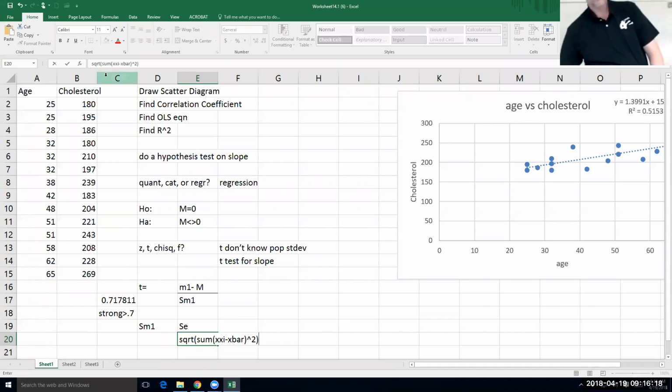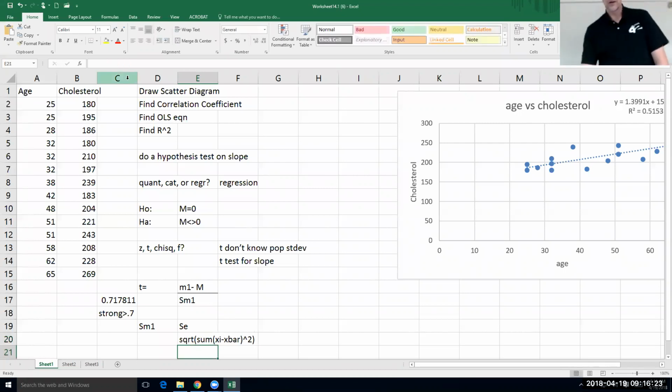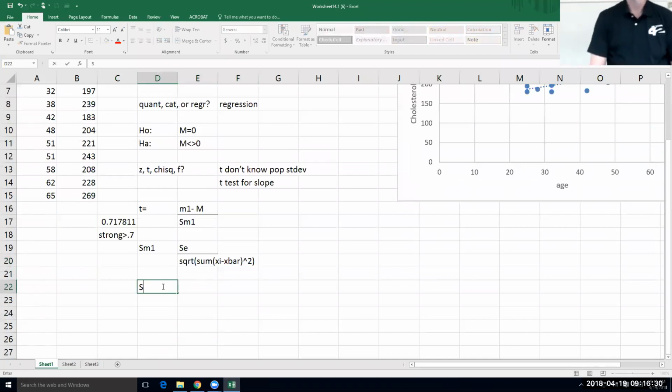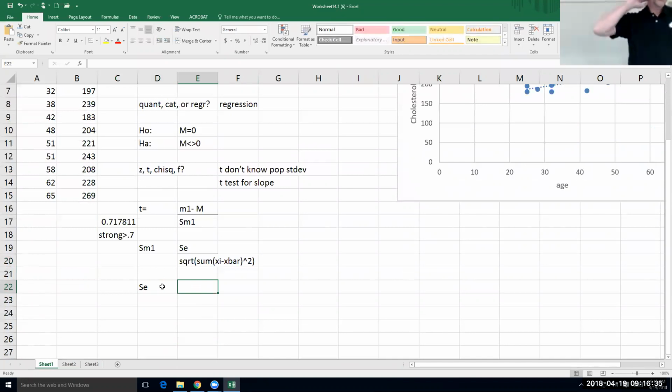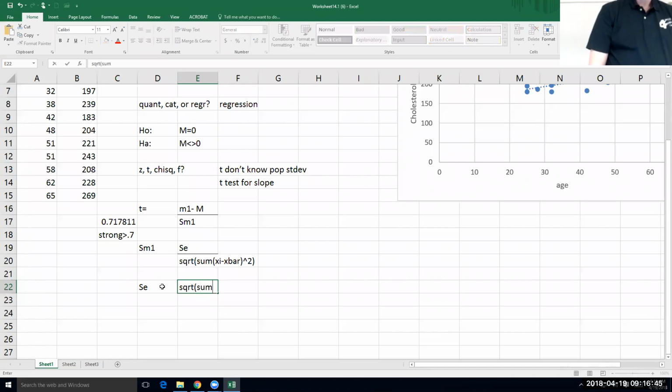So what's xi? That's a good question. We'll answer that question when we get to it. Okay? So now we need to know what's S sub E, right? Was this not the square root? S sub E is, we'll go through all the steps. So S sub E is what? Square root of the sum of the residual squared divided by n minus 2.